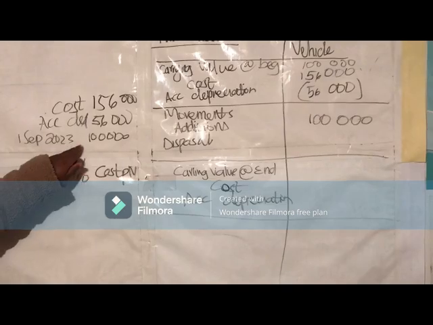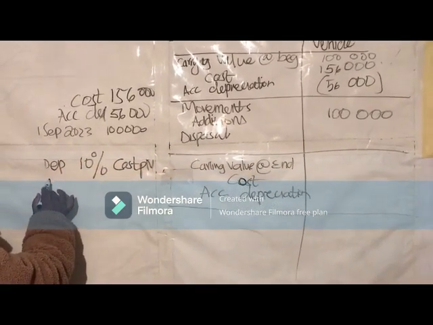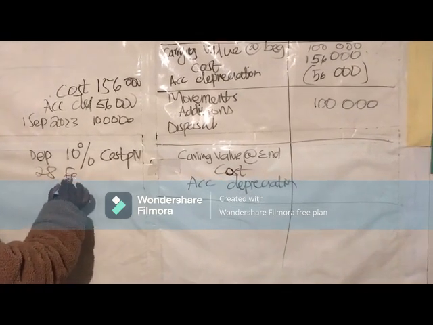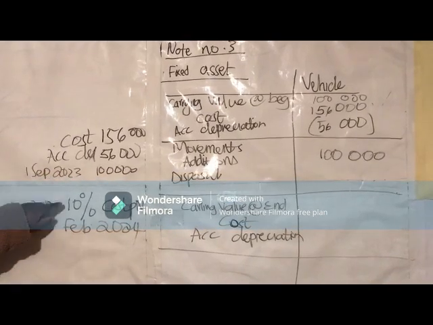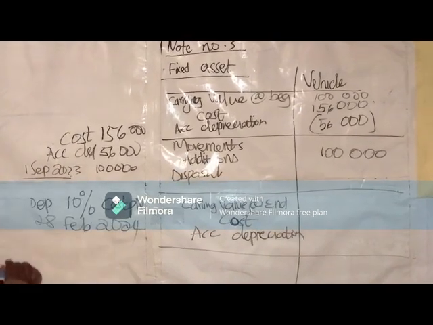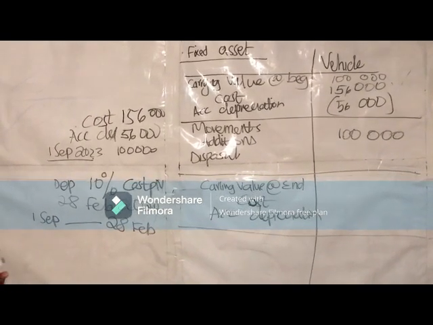And they told us that this asset was bought on the 1st of September 2023. So assuming that our year ends on the 28th of February 2024, this is our year end. Now when we want to depreciate our assets, we want to see how long this asset stays with us. We bought this asset on the 1st of September up until the year end on 28th of February. So how many months did we keep this asset with us? It was September, October, November, December, January, February. So it has been with us for 6 months.